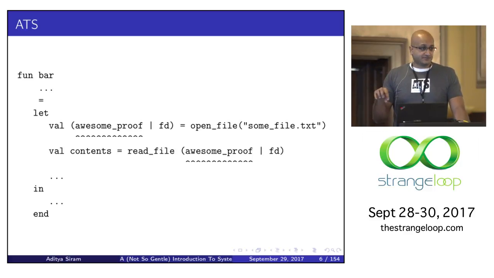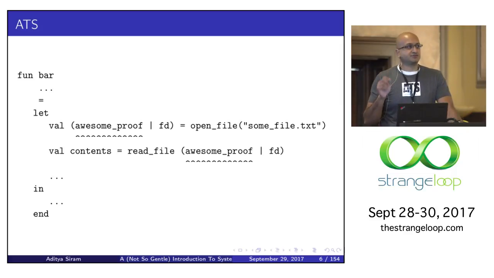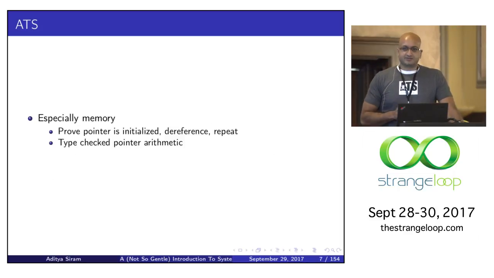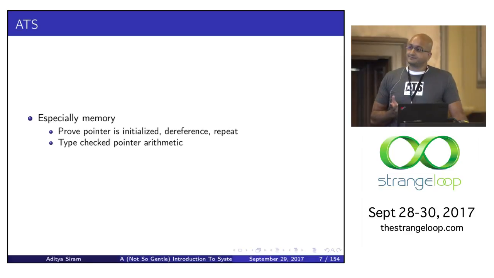And when I close the file, I pass this proof in, that proof gets consumed and is no longer available anywhere. So that means that even though the file descriptor may be in scope, if that proof has been consumed, there's no way for another function to read off of a bad file handle or a bad memory address or anything like that. And ATS really doubles down on this for memory.